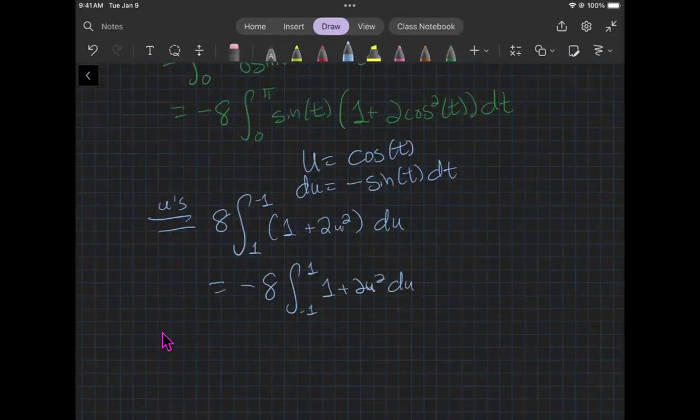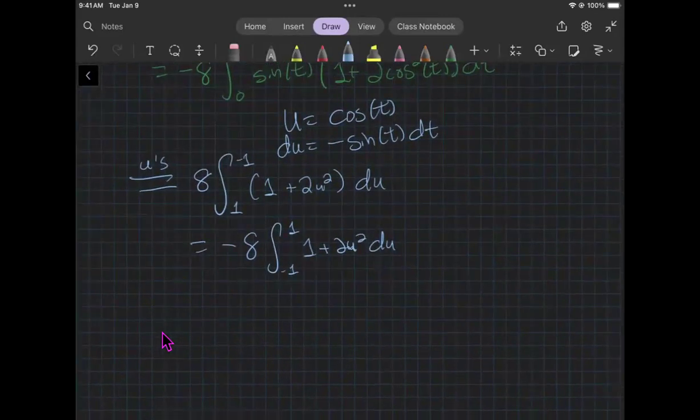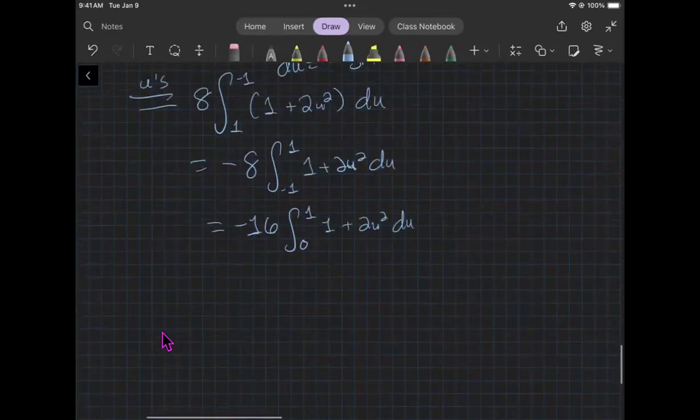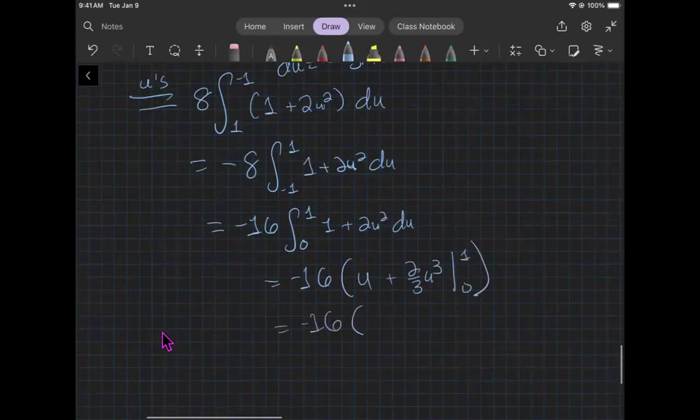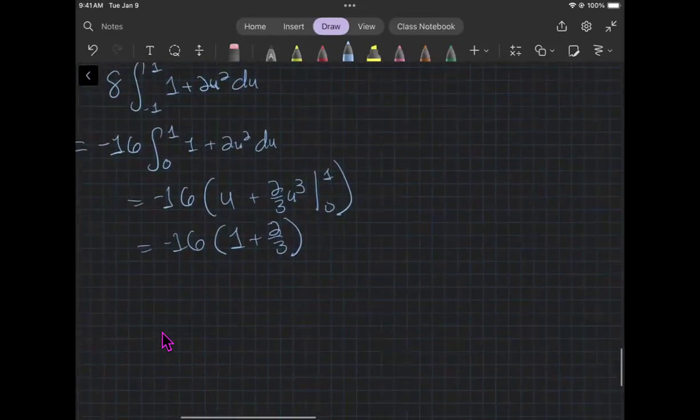1 plus 2u squared is an even function, so we can actually write this as minus 16 times the integral from 0 to 1 of 1 plus 2u squared du. That equals minus 16 times u plus 2/3 u cubed, going from 0 to 1. And this equals minus 16 times 1 plus 2/3, which is minus 80 over 3.